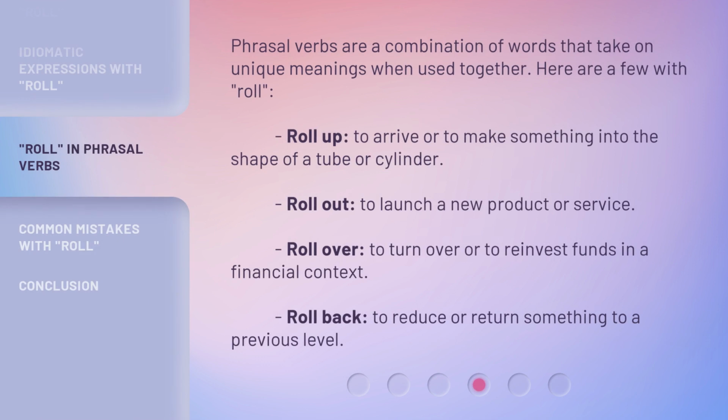Phrasal verbs are a combination of words that take on unique meanings when used together. Here are a few with roll. Roll up: to arrive, or to make something into the shape of a tube or cylinder. Roll out: to launch a new product or service. Roll over: to turn over, or to reinvest funds in a financial context. Roll back: to reduce or return something to a previous level.